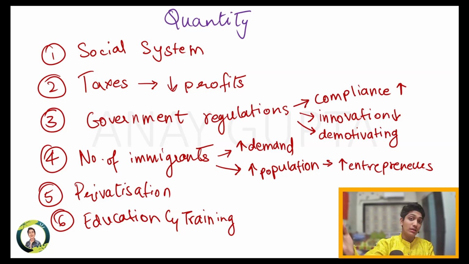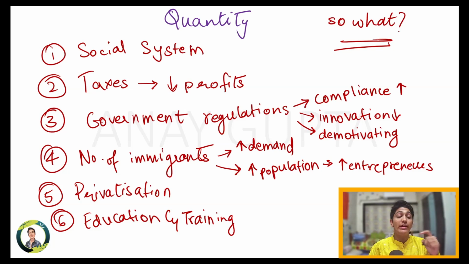Now, if you just open a textbook, or if you just open a random study material, you may see these points at the start. But the correct way to study this chapter, or any chapter in economics, is to think beyond. Okay, there are government regulations, so what? Every time you ask yourself this question, so what? Why will labor be encouraged or discouraged, right? So the number of immigrants increases, so what? Population increases, and out of that increased population, there will be a greater number of entrepreneurs, right? So that is how you have to describe this equation, or describe these relationships.